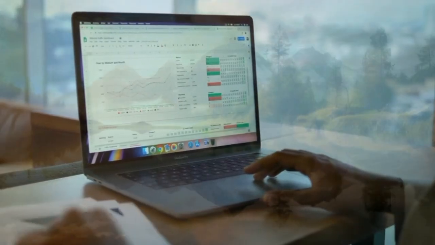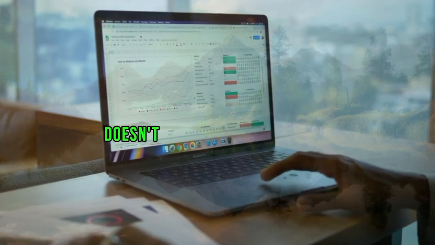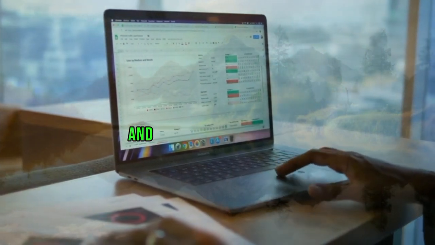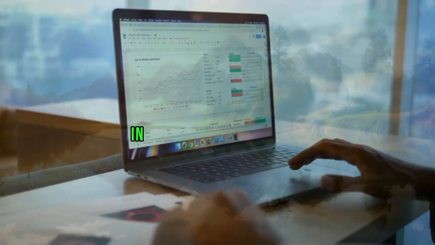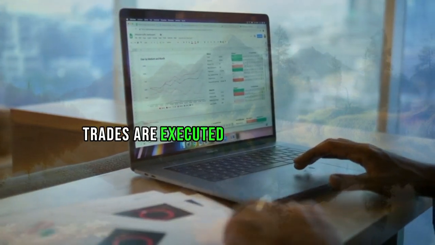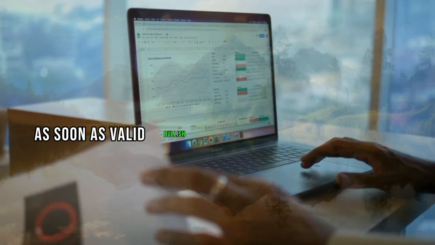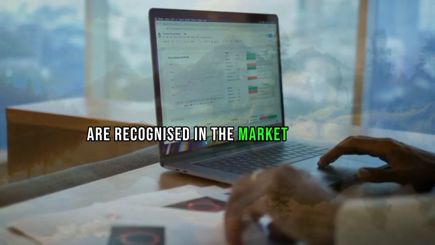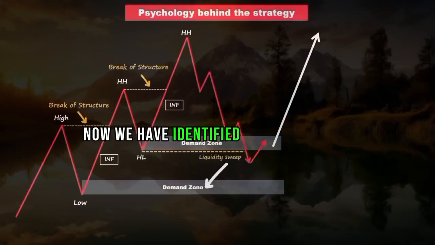It's crucial to note that this unique trading setup doesn't require waiting for price mitigation of any order block or demand and supply zones. In this approach, trades are executed promptly, as soon as valid bullish or bearish liquidity sweep patterns are recognized in the market. Now we have identified a valid bullish liquidity sweep pattern.